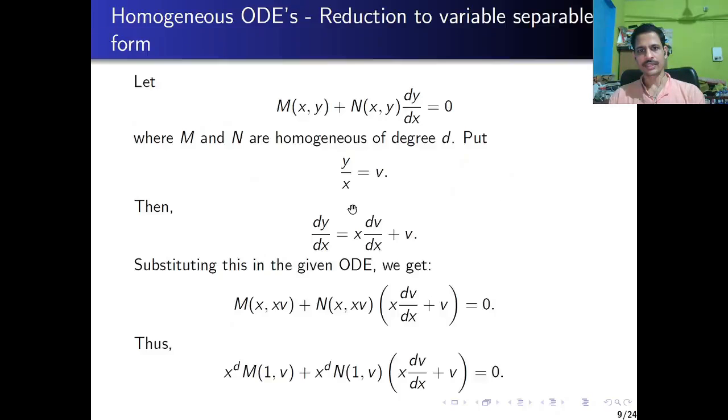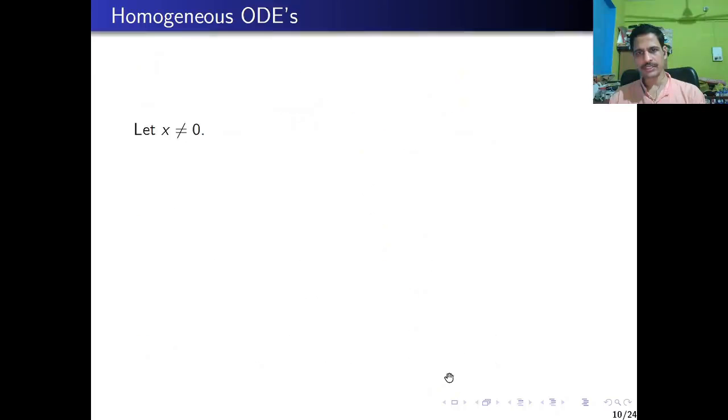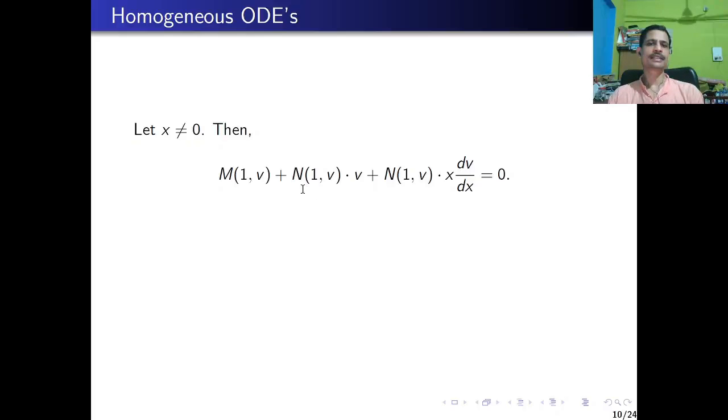You see, this bracket we have opened now. So N(1, v) gets multiplied to this and N(1, v) gets multiplied to this. So N(1, v) appears 2 times here. Now this expression is in a form that we already know. This is a separable ODE in the variable v and the variable x.